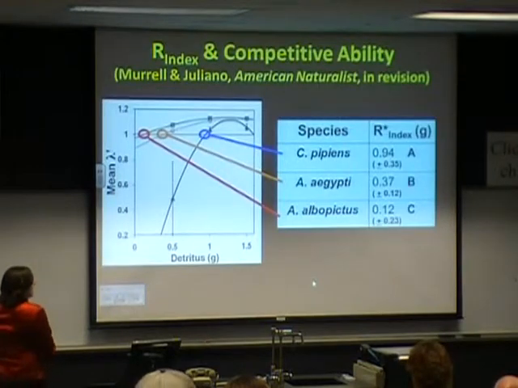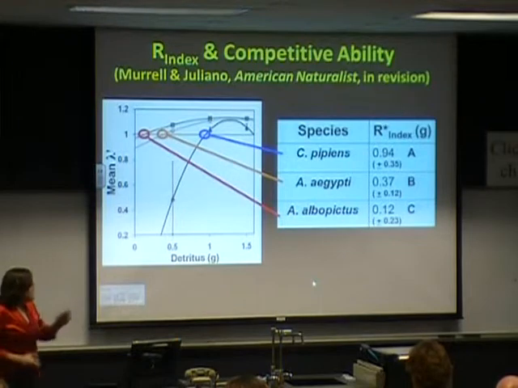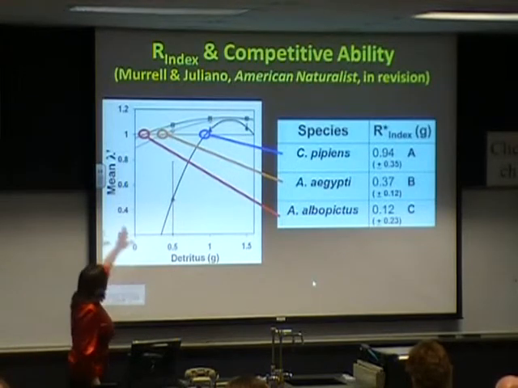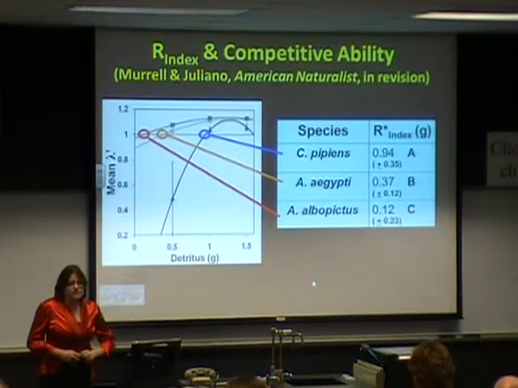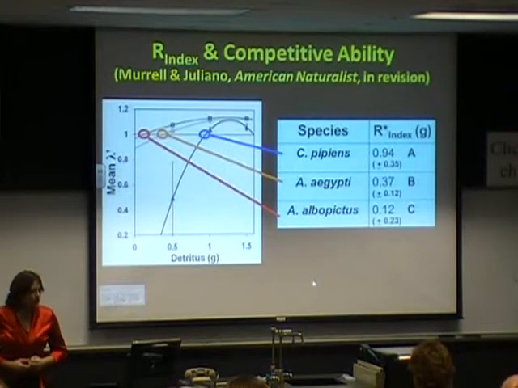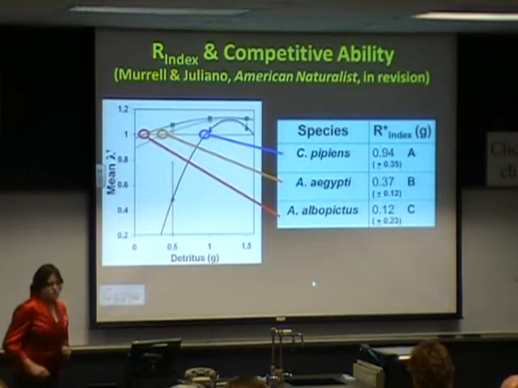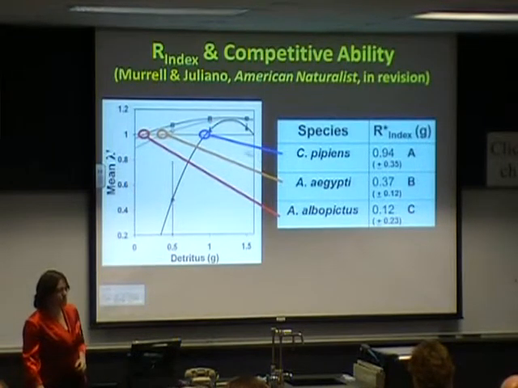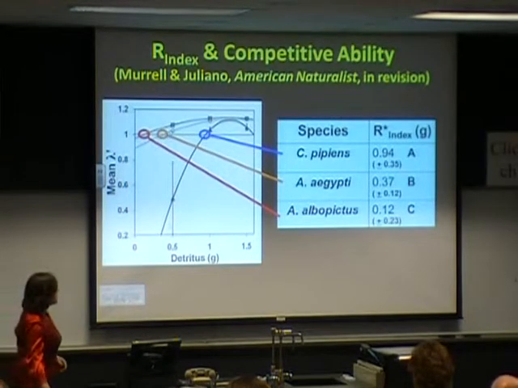So we did that for the 3 mosquito species, and what we found was that Aedes albopictus actually had the lowest R index value at 0.12. Culex pipiens had the highest value at 0.94, and so based on these results, you could rank them by competitive ability. In this case, you expect pipiens to be the worst competitor, Aedes albopictus to be the best competitor, and aegypti falling somewhere in between.